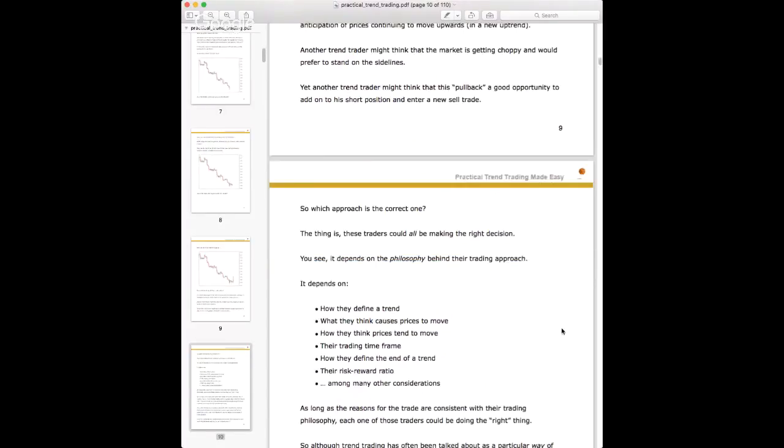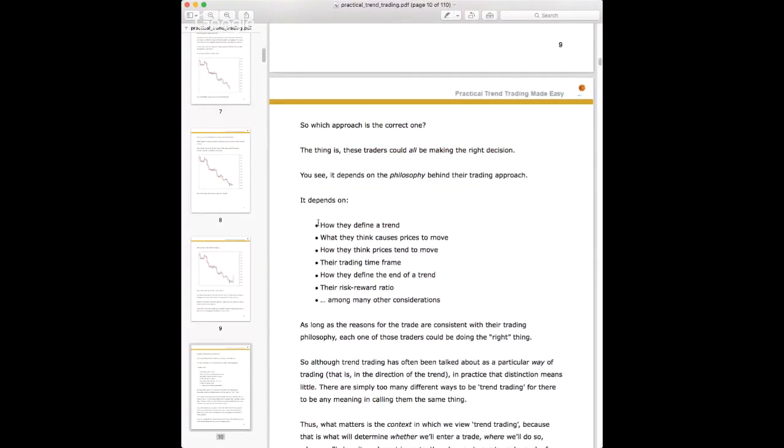So at the end of the day, the most important question that you need to ask yourself is this one: how you define your trend, what you think causes prices to move, how you think prices tend to move, what is your trading time frame, how you define the end of a trend, and what is your risk reward ratio.